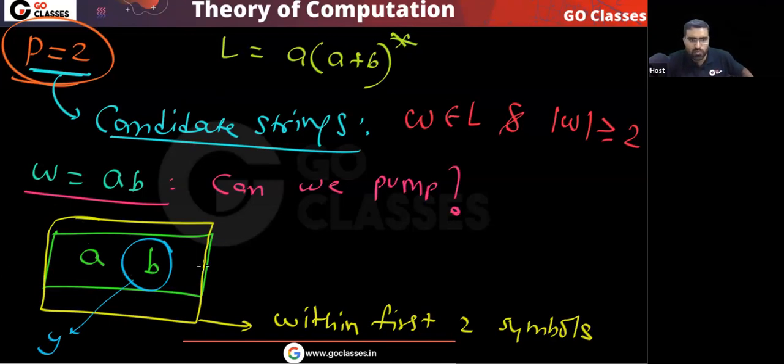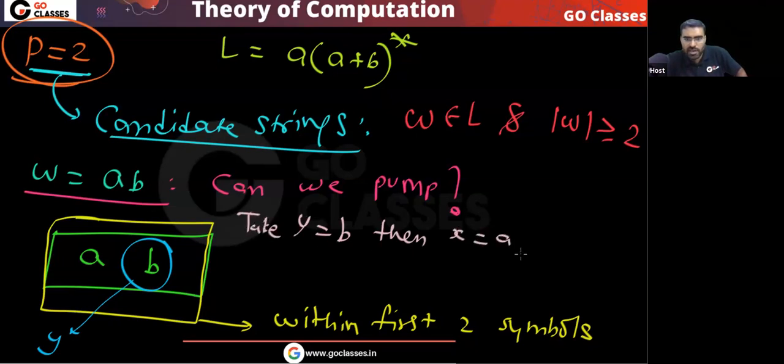Okay, if I take, for example, y equal to b, then what will be x? Then x will be a, and what will be z? Z is the remaining string. Z is the empty string.